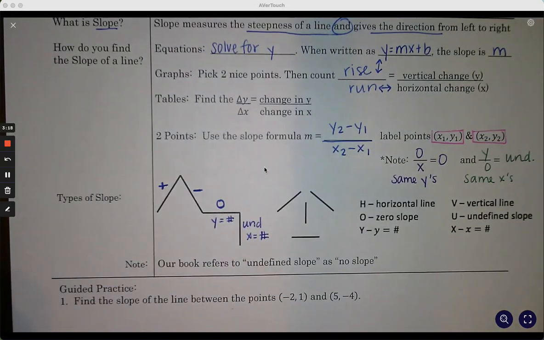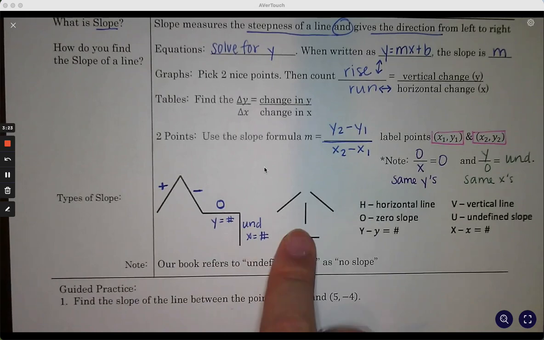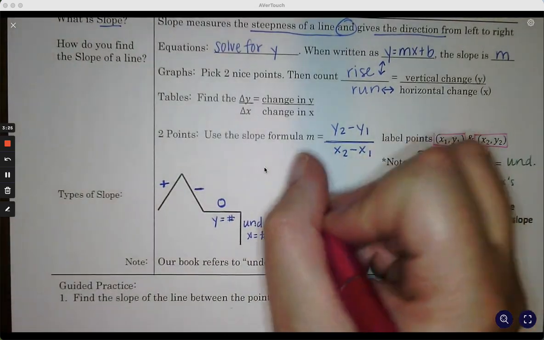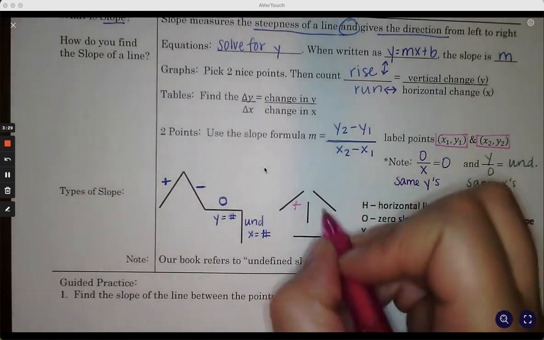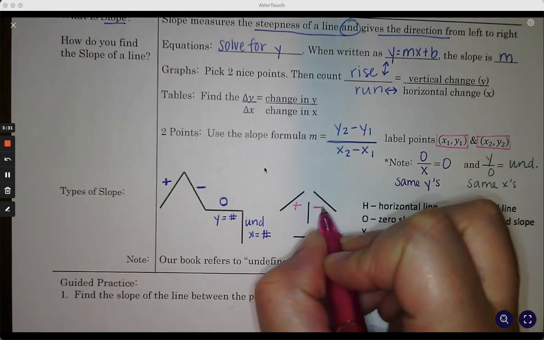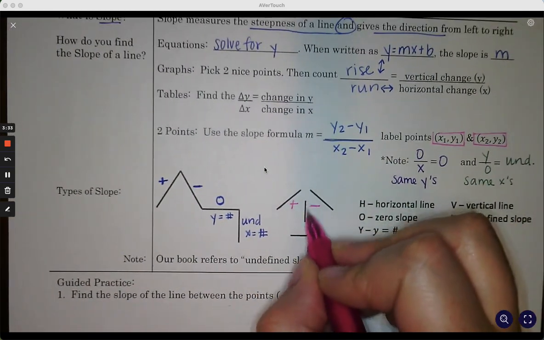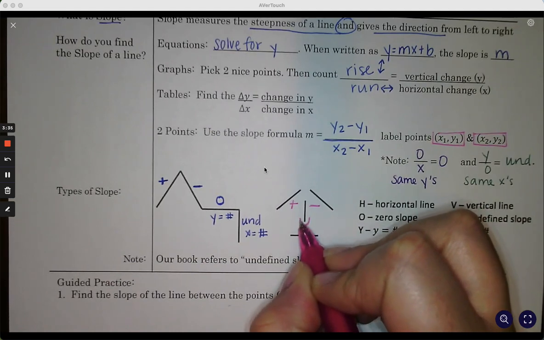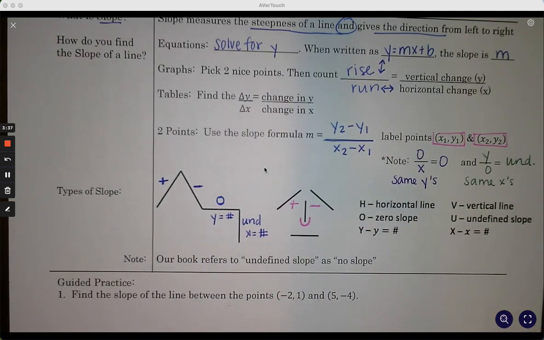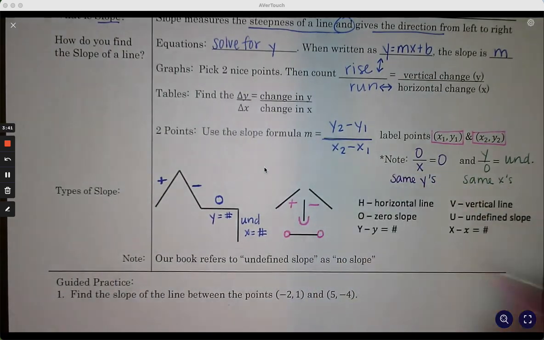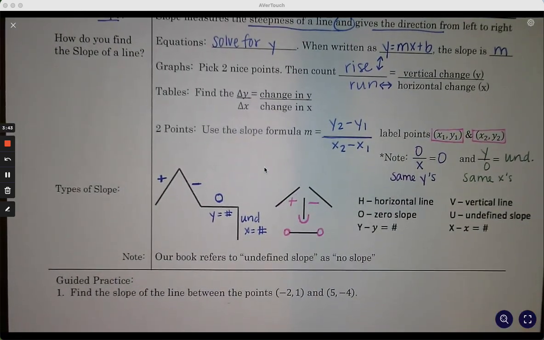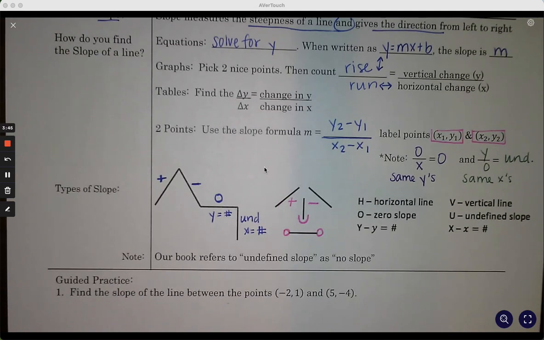Sorry, couldn't think for a second. Or we can make a little house, or a little face, I'm sorry. So if our line goes up, we have a positive. If our line goes down, we have a negative. If we have a vertical line, it's undefined. And if it's a horizontal line, slopes are 0. Okay?